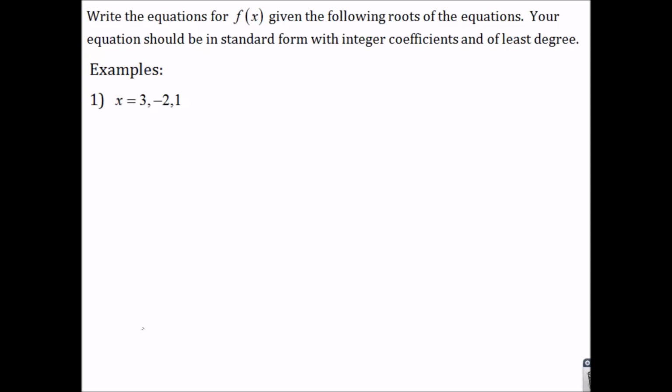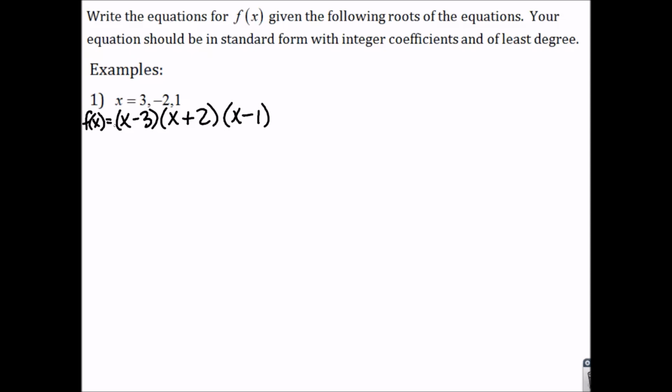Now, we already talked at the beginning of the video about how to take a root and write its factor. So if I have x equals 3, then that means my factor is x minus 3. If I have x equals -2, then my factor is x plus 2. And x equals 1, my factor is x minus 1. And this will give me f of x.